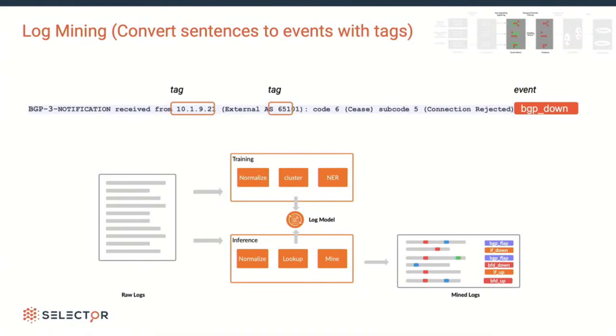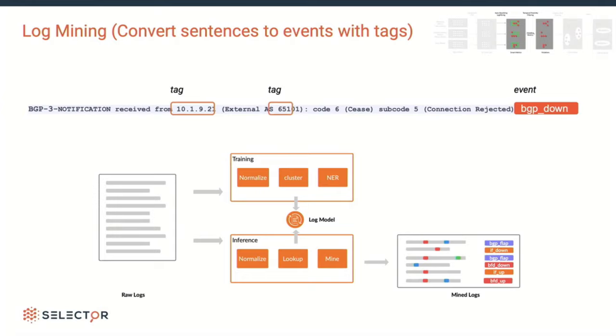Even the log processing, we call this process inside our system log mining. We are mining the logs and converting them into signals. So raw logs come in. As with the metrics, there's a training phase and then an inference phase. In the training phase, clustering happens and NER happens, and it builds what's called a log model. As raw logs come in, they are evaluated against that model, and then the mined logs look like this: every log line has an event name, and every log line has a certain set of tags.